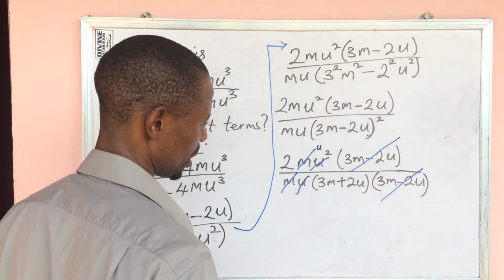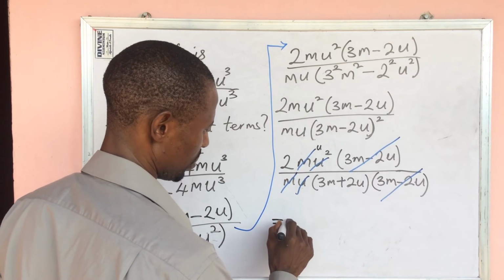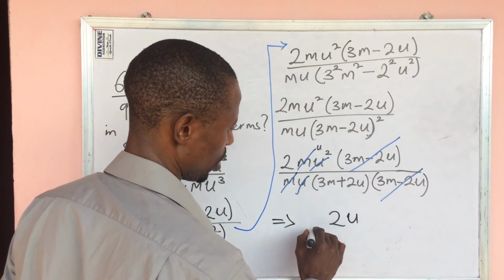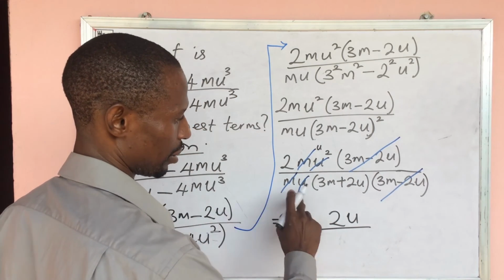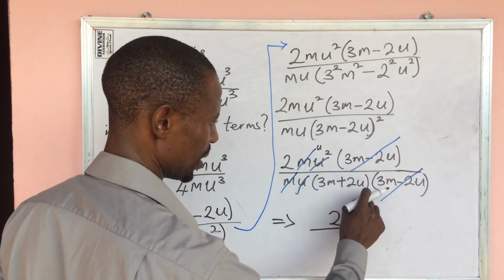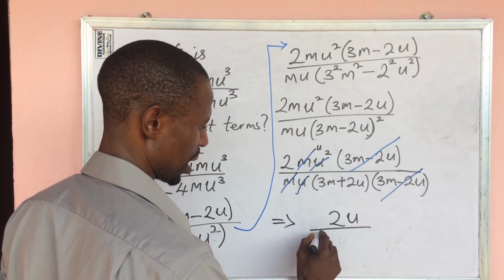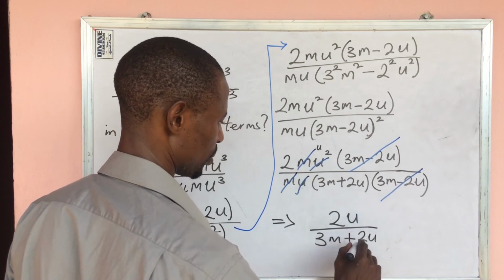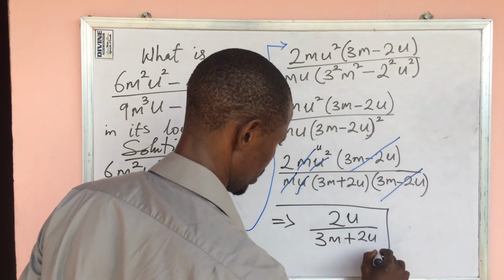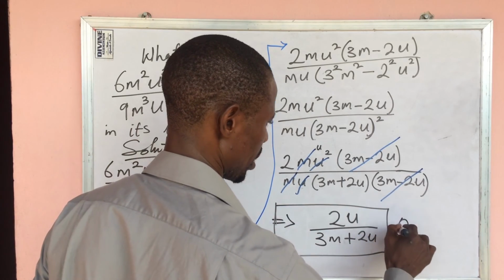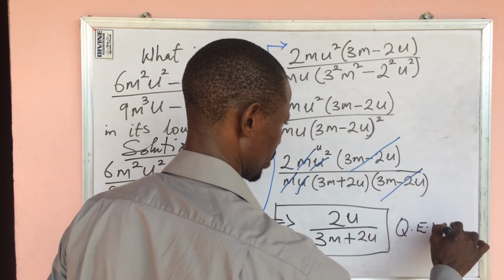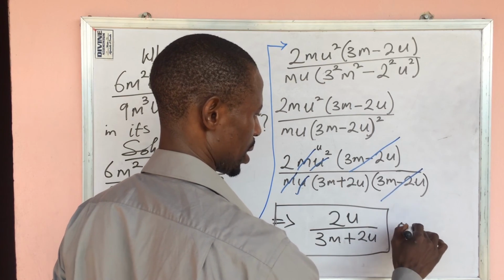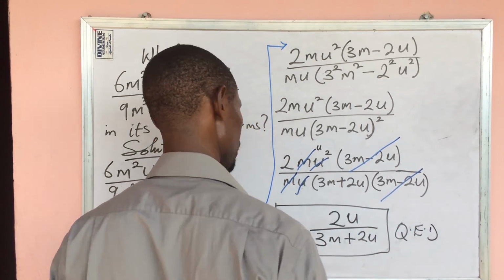So this now implies 2u all over, here nothing is here again. We're only having 3m plus 2u. So this is our answer. Our answer, QED. Okay.